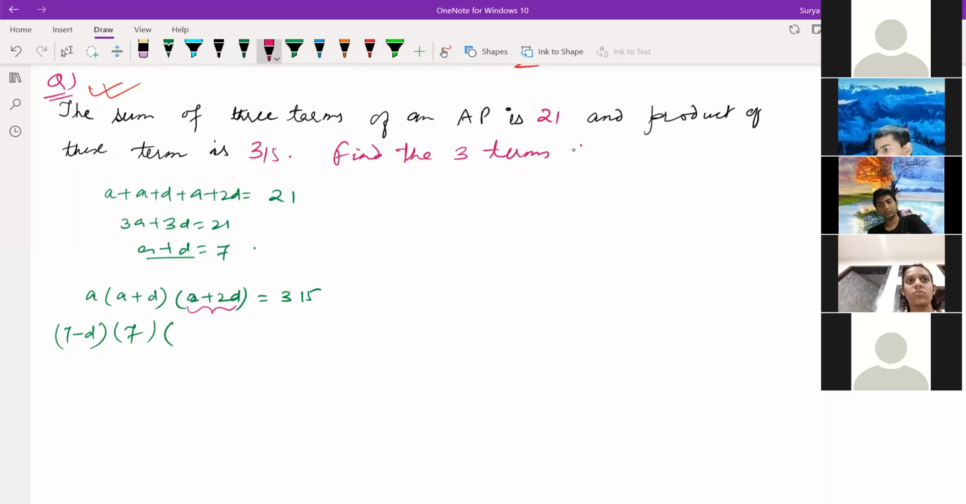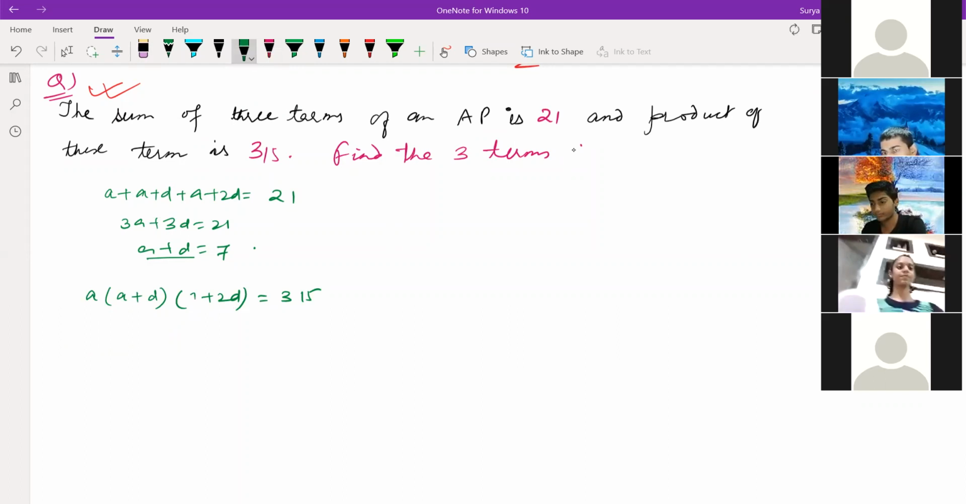Can you speak out? Yes, sir. Tell me what you have done. Sir, A plus 2D, instead of A, we can write... sorry, sir. We have taken A equals 7 minus D, right? Wait, I will remove everything. No problem. Just tell me what you have written. Leave this part. Now you tell me instead of this what I should write.